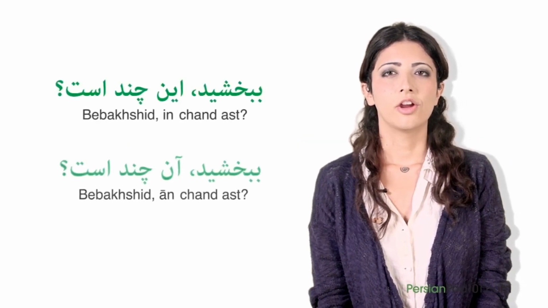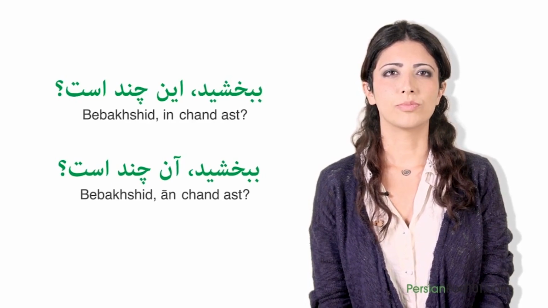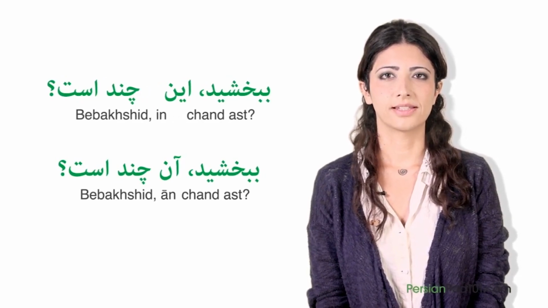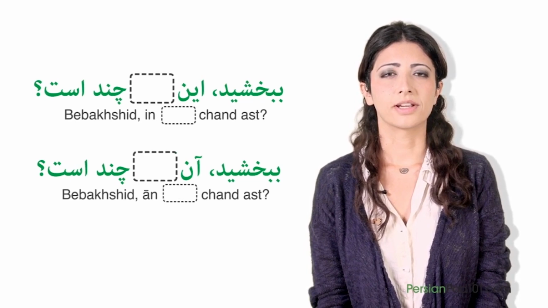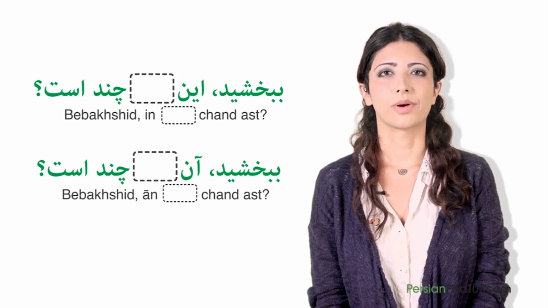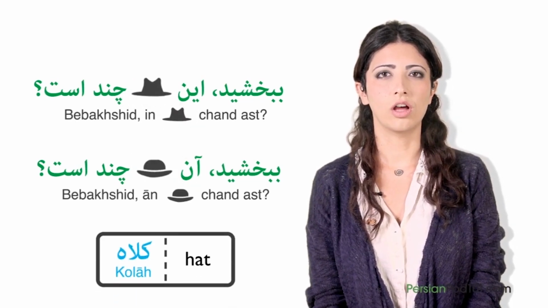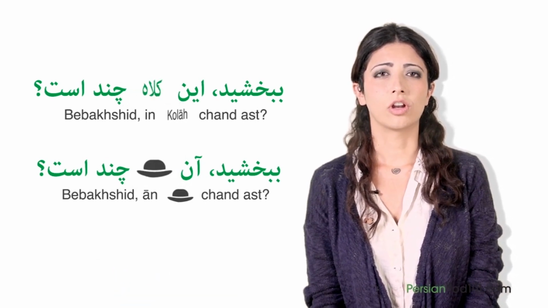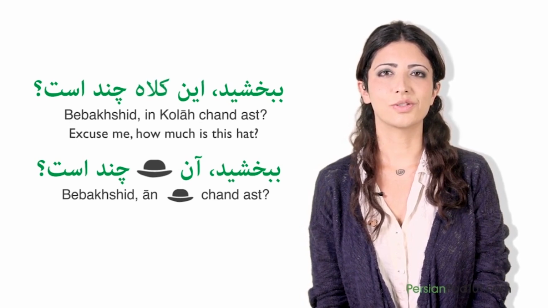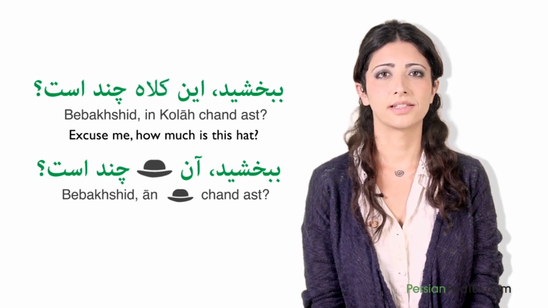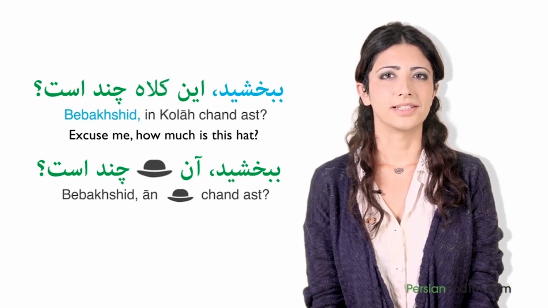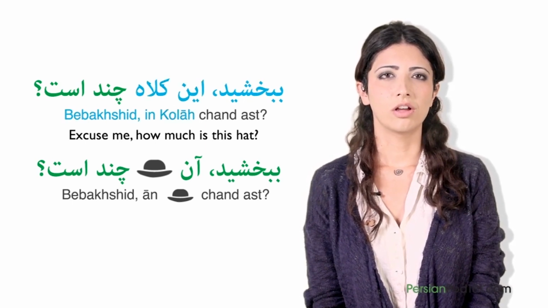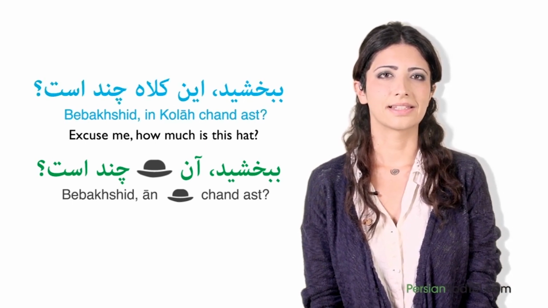Now, if you want to put an object in here, remember that you always put an object or a noun after this and that. For example, if you want to ask for the price of a hat, kola, near you, it would be ببخشید این کلاه چند است? Excuse me, how much is this hat? ببخشید این کلاه چند است?